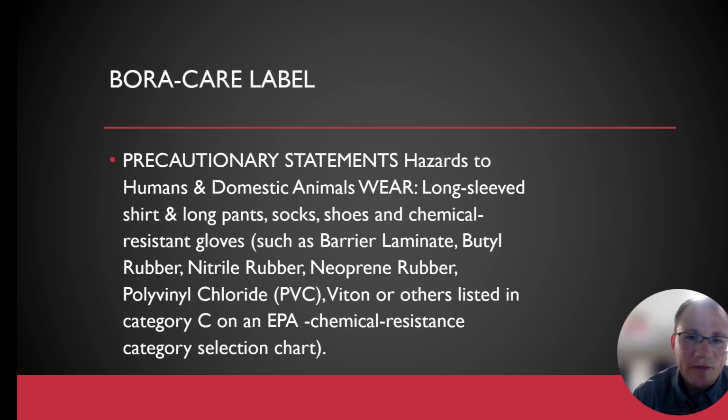You're going to need to do things like wear long sleeve shirts, long pants, socks, shoes, and have chemical resistant gloves. Many of you have heard of barrier laminate gloves or butyl rubber, nitrile. So those are the types of things you're going to want to look at, like neoprene gloves, polyvinyl chloride or PVC, Viton, or others listed in Category C on an EPA chemical resistance category selection chart.